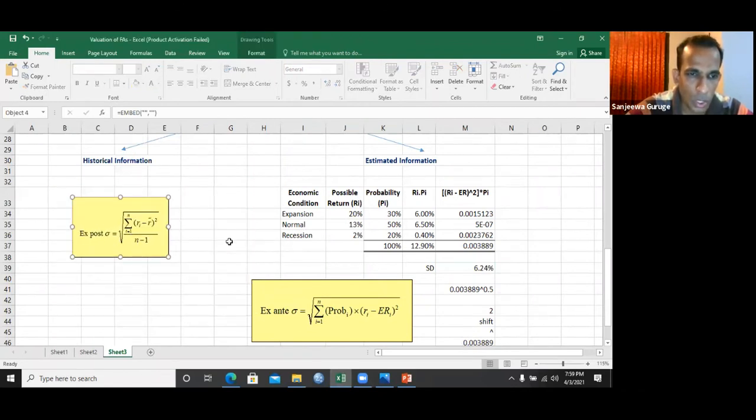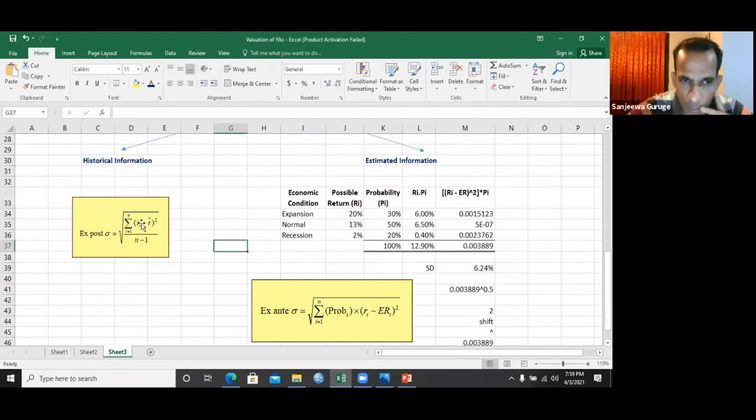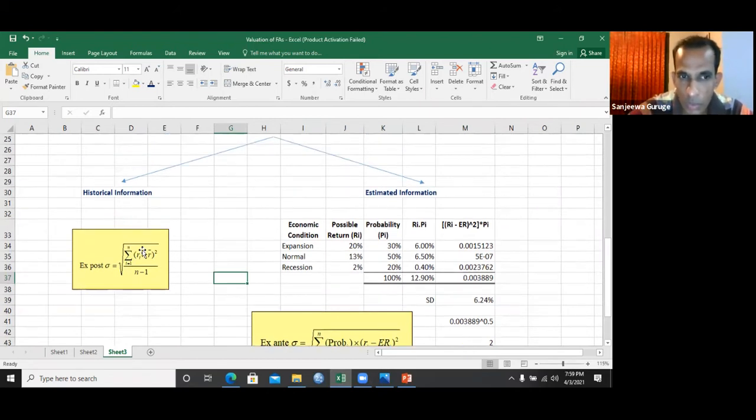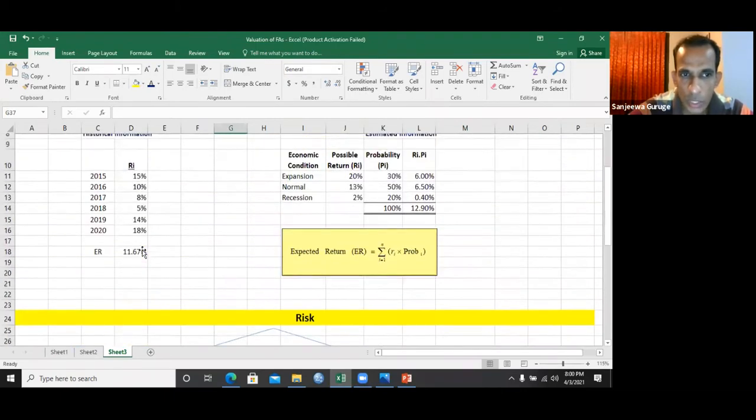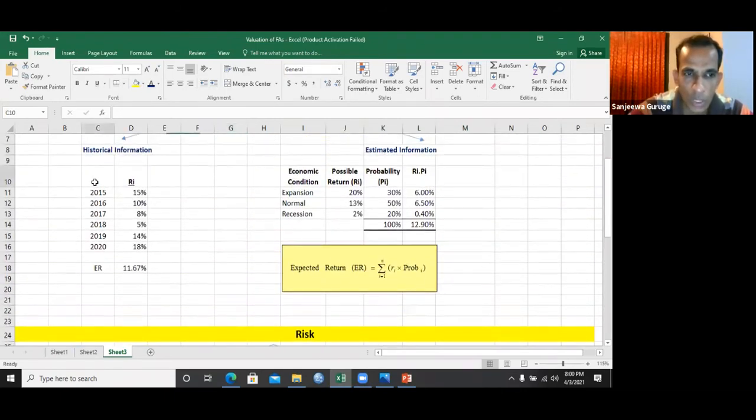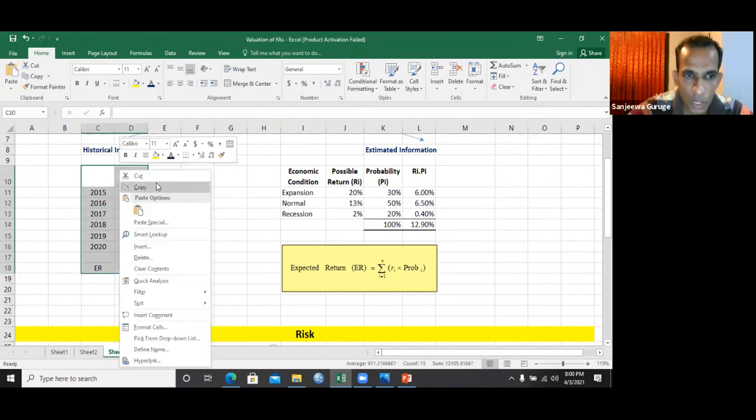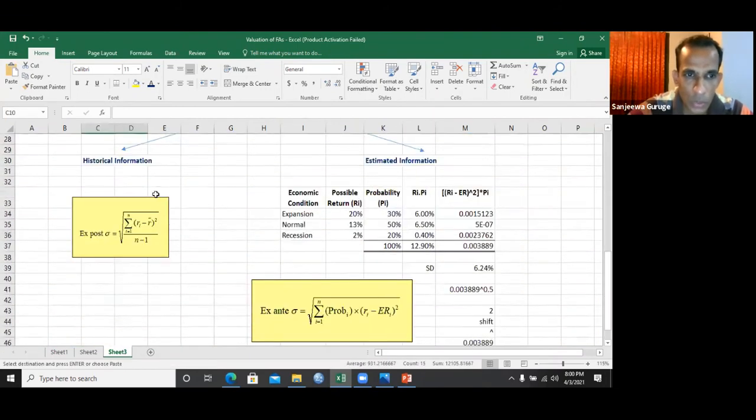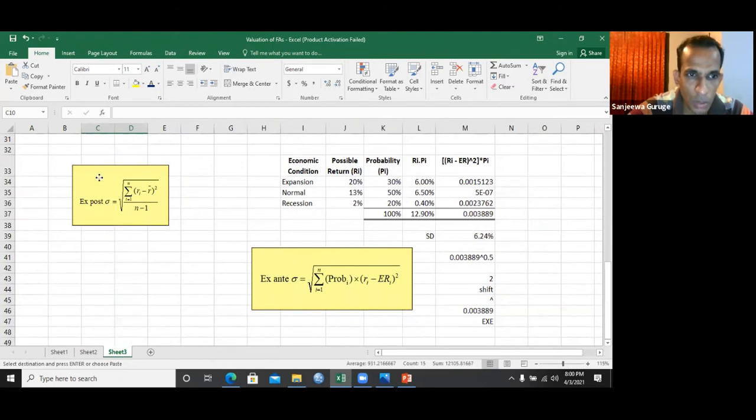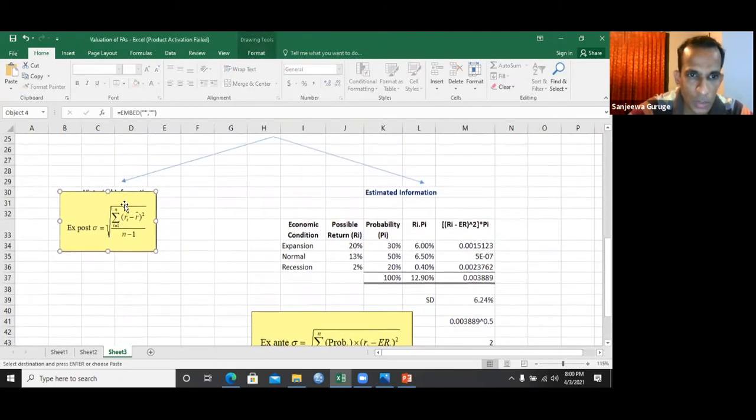This is what we do. Each return minus expected return squared value, then we get the total. It should be divided by n minus 1. N minus 1, right? So here each return. So now we got this information. We got these values for this particular product.